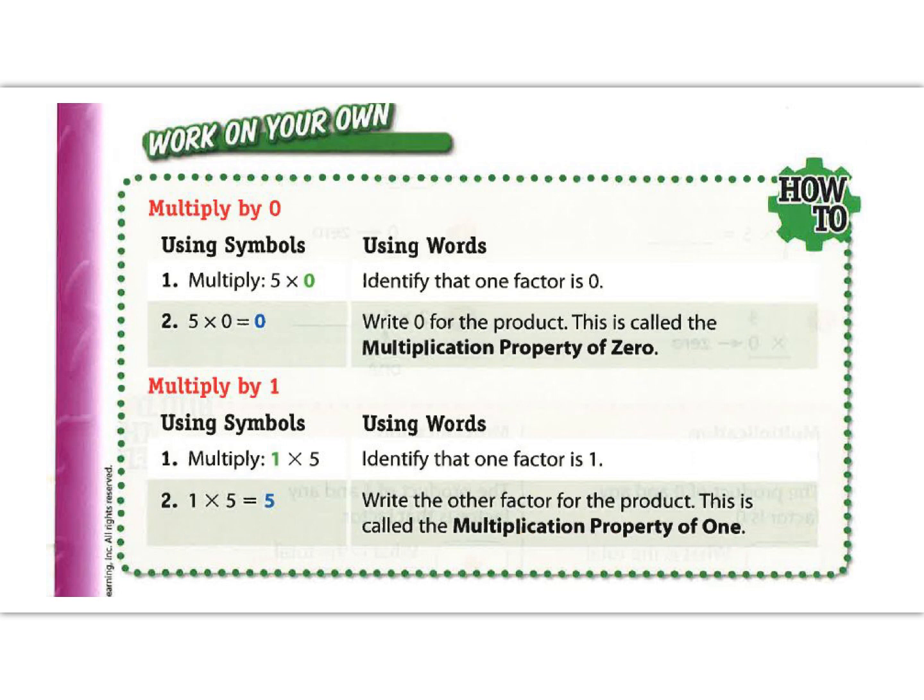So these two properties, the multiplication property of 0 and the multiplication property of 1, are pretty easy. Once you know them, then you know anything times 0 is 0. Anything times 1 is itself. So right now, on your own, you're going to complete page 23. Good luck.